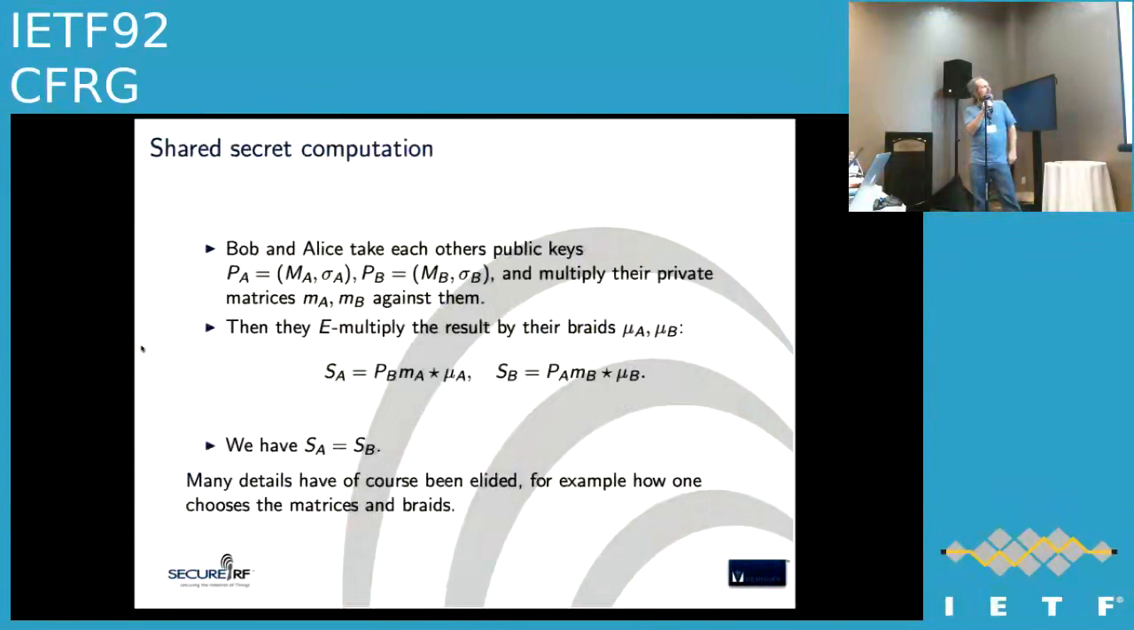Next, they take their public keys and multiply their private matrices to construct the shared secret. First, they do the ordinary matrix multiplication of their private matrices against the matrices in the public keys, and then they e-multiply. They apply their private braids to the results of that multiplication.